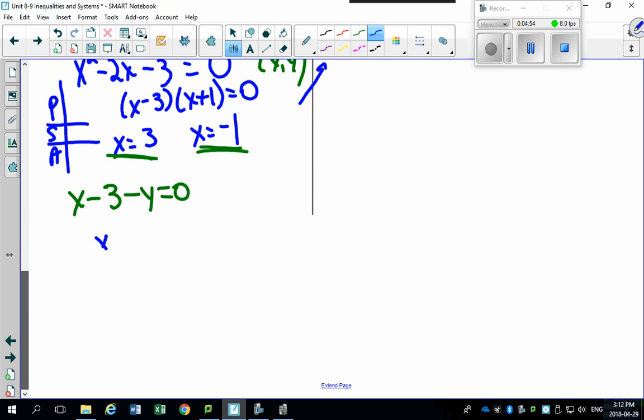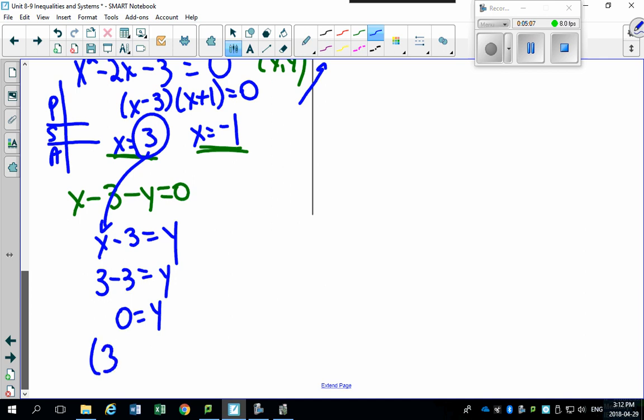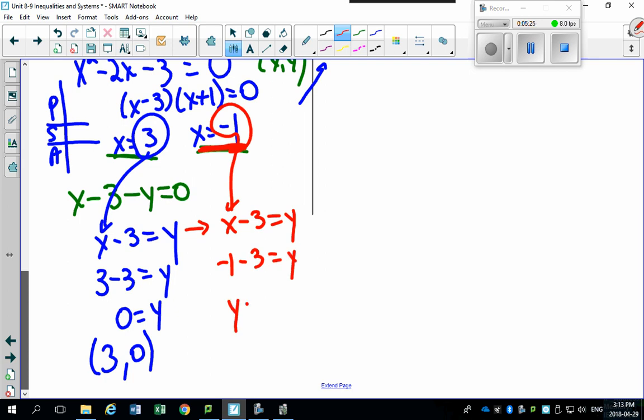Bring the y over. I've got x minus 3 equals y. Boy, is that going to be easy to do now. Let's take this x, throw it in there. I've got 3 minus 3 equals y. 3 minus 3 is 0. That's what my y equals at my x value of 3. So that would be the first point of intersection. Cool. Okay, let's do the same thing for this guy. Look, I've got this again. x minus 3 equals y. Bring the minus 1 in there. Boom. Minus 1 minus 3 equals y. y equals minus 4. So my solution for that one would be (minus 1, minus 4).